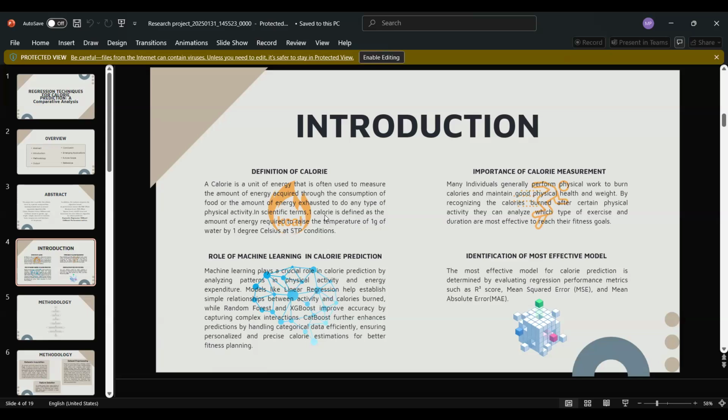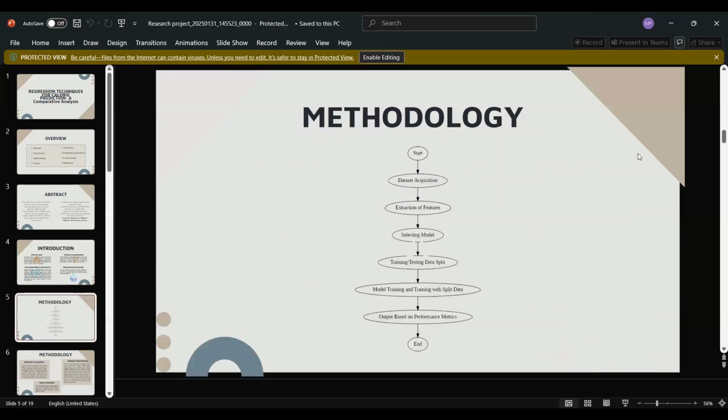Now coming to introduction, many individuals generally perform physical works to burn calories and maintain good physical health and weight. All of them want to know the outcome of their workout. So by using these regression models, they can track the insights of workout and can analyze which type of exercise and duration are most effective to reach their fitness goals. Going forward to methodology, this is the typical flowchart that is used to build any type of machine learning model.